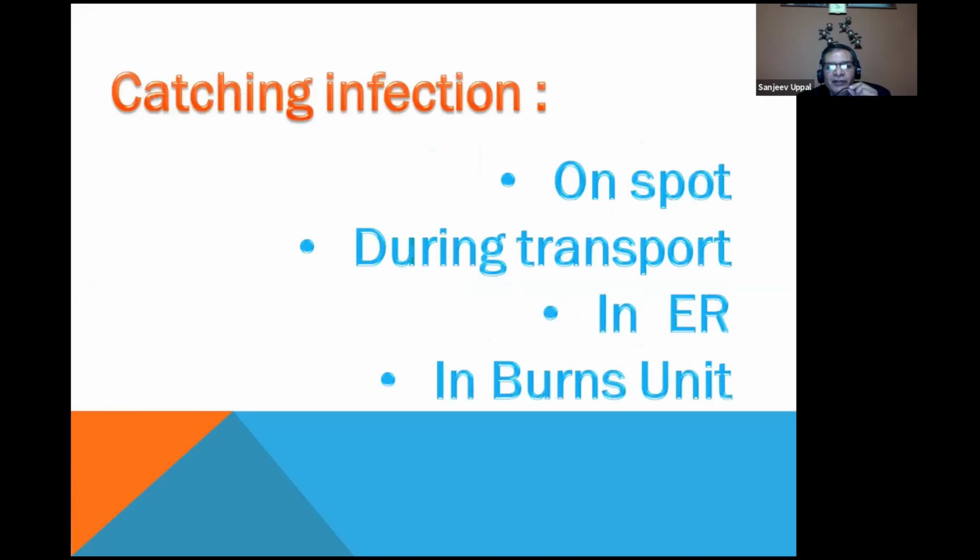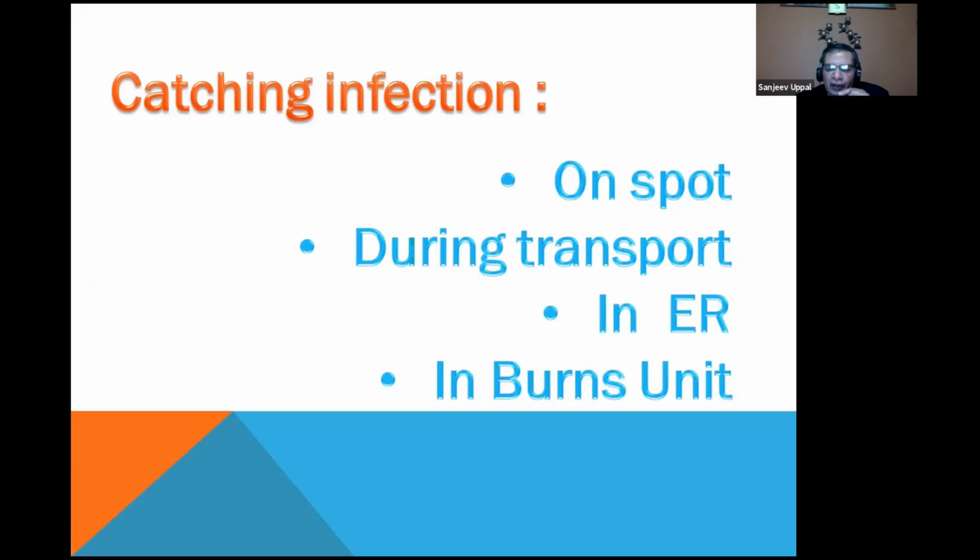So catching infection is right. A patient can catch infection right on the spot once he or she has been burnt, and then people try to put in either soil or something, or wrap the patient in a dirty cloth, or apply some ink or some creams of their own. So that can be the reason for catching infection on the spot.